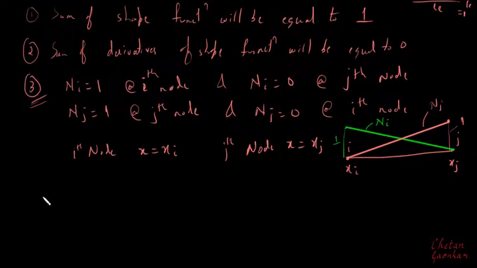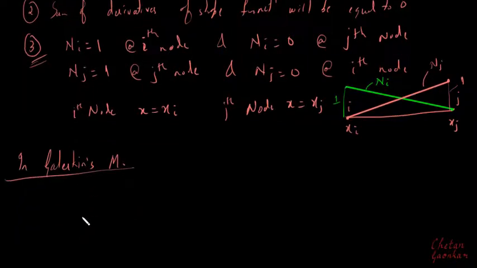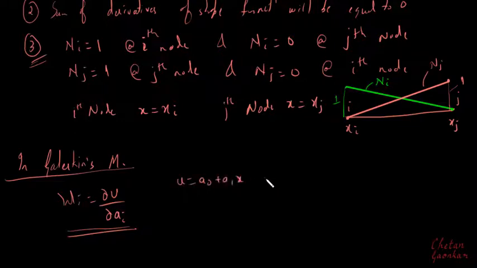Now one more important thing which we need to discuss regarding these shape functions is in the case of Galerkin's method or the modified Galerkin method. From here on, whenever I say Galerkin's method, I am addressing the modified Galerkin method. In the case of Galerkin method, if you remember, our weighting function was nothing but du by dai. This was our weighting function, right? If u was a0 plus a1x plus a2x square and so on, the weighting function was the derivative of the approximate trial function with respect to its unknown parameters.